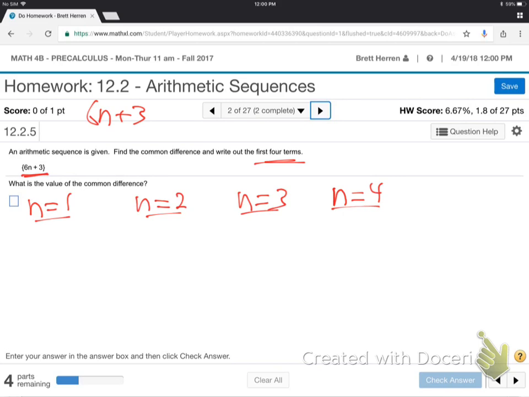So go ahead and plug in 1, 2, 3, and 4. Find the first 4 terms. And then they want you to find out what the common difference is. Like, what is the jump from term to term?